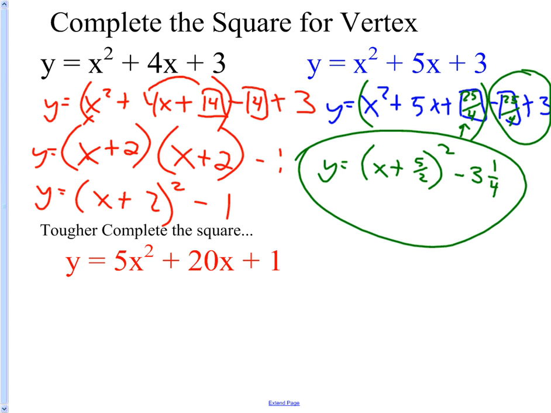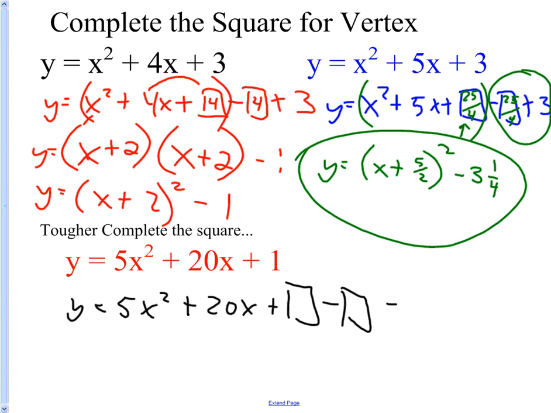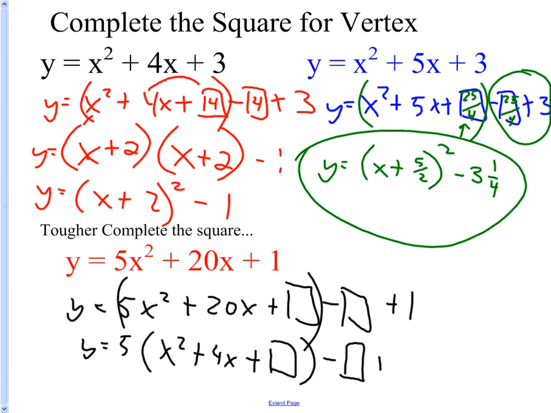All right, good. Now, the red one, tougher, complete the square. These are the kind where you have to be able to factor something out. So my first thought is, if I can get the plus box, minus box in there, I'll be starting complete the square. Then I got to factor something out of this. Remember, the 1 gets left out. All I need to do is factor something out of the 5 and the 20. So I'm going to go y equals 5, x squared plus 4x plus box minus box plus 1.